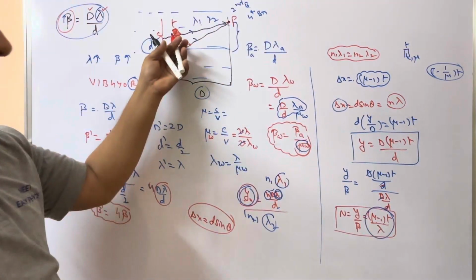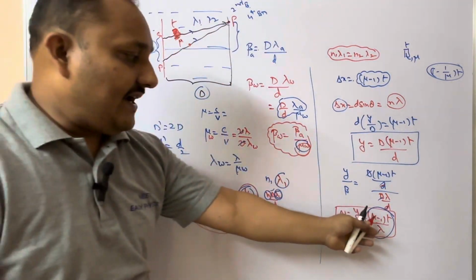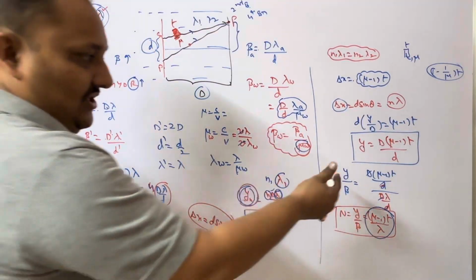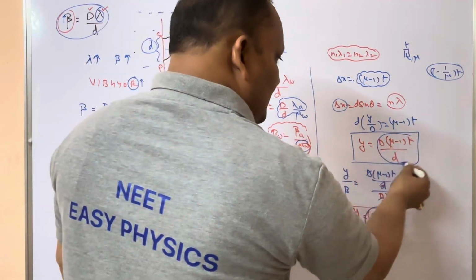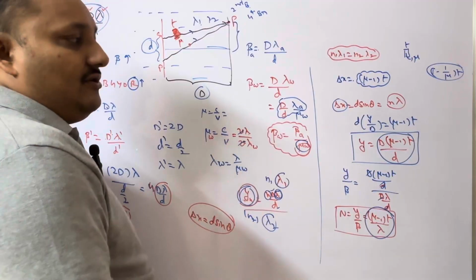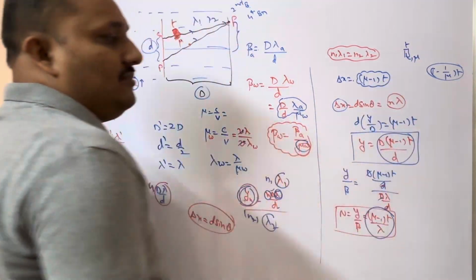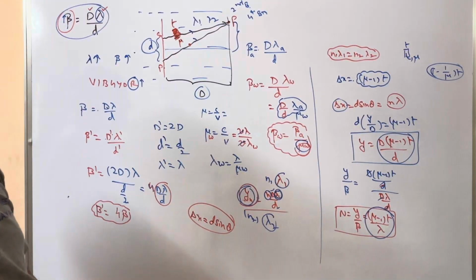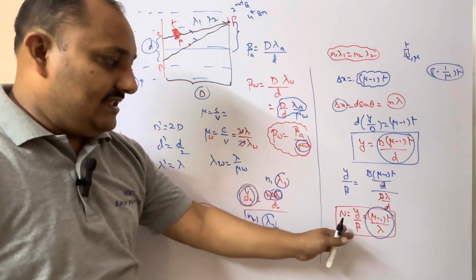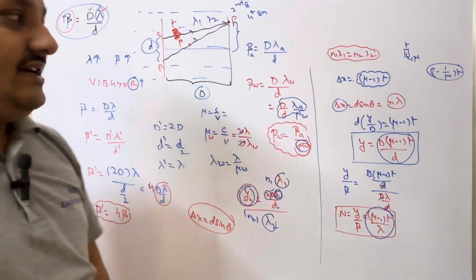Whenever you are using one thick plate of refractive index mu, how much shift is going to happen? This is the formula we are going to use, isn't it? The path difference increases by mu minus 1 into t. So this is for the lateral shift. This is for how many fringes are shifted.